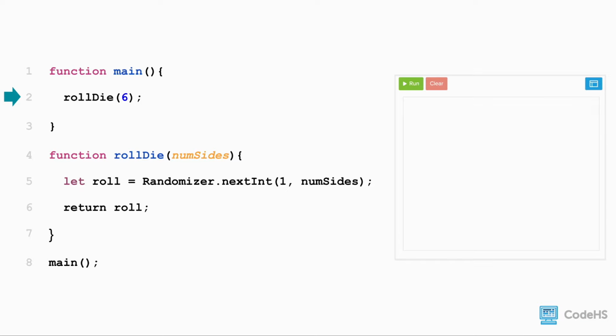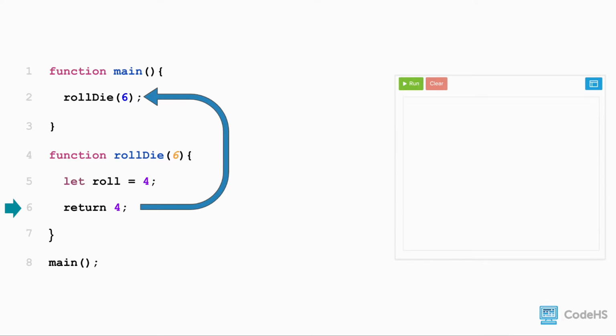First, we call the roll die function and pass in an argument of 6. We go to the function definition and pass the value of 6 into the parameter. This also changes line 6 so that we're picking a random number between 1 and 6. Line 5 executes and we get a random number, 4. Great! And since the value of the variable roll is 4, that becomes our return value. So that's when we execute line 6.